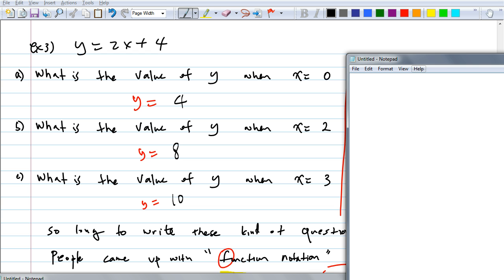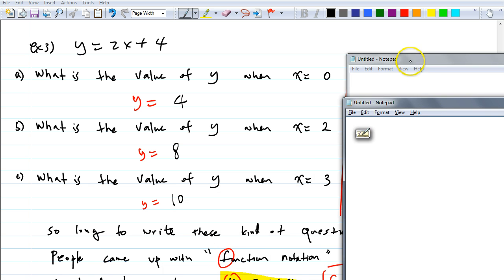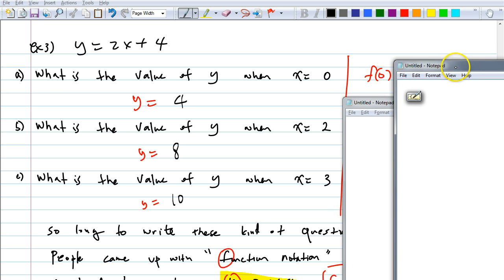Does anyone already know what that is? So let's look at A. Instead of me writing this whole sentence, they have come up with this notation called function notation. Do you know how to do that? Yeah, it's f of x. Yes, very good. We use this notation. You see this whole sentence? It could be done by just writing f of x. This is how we read it.